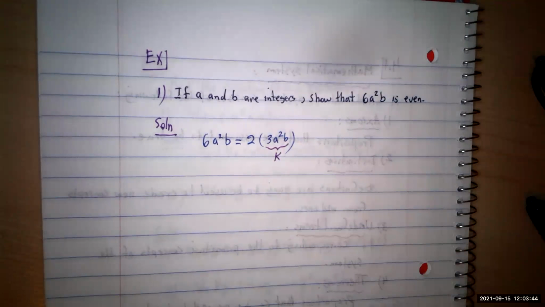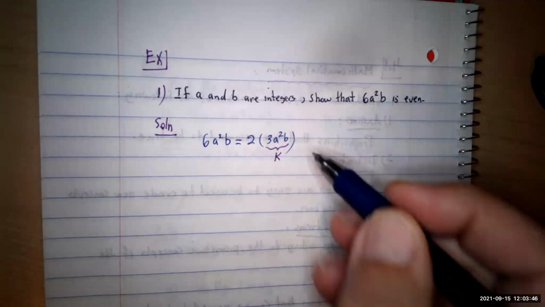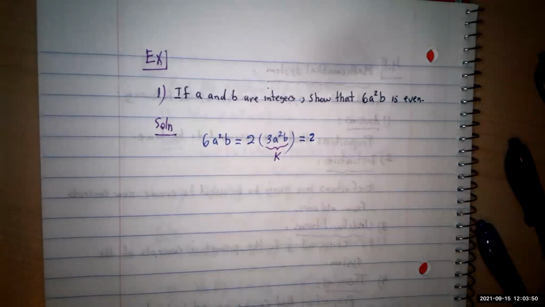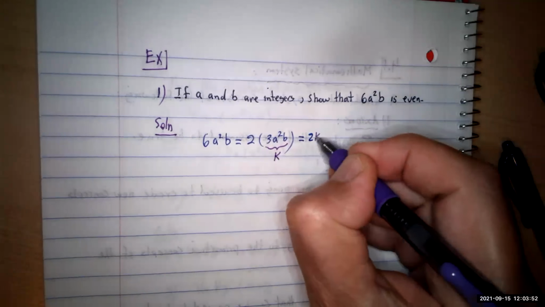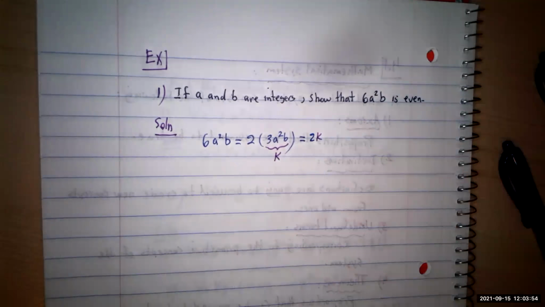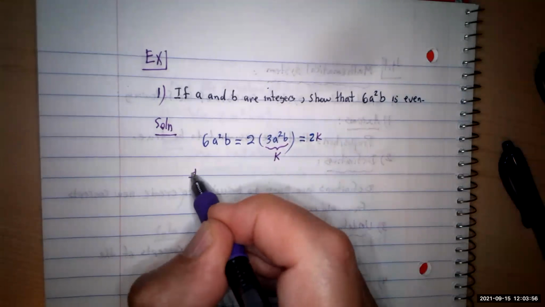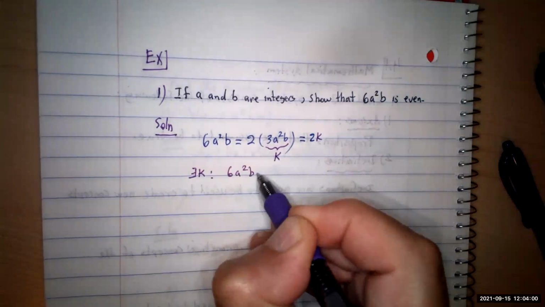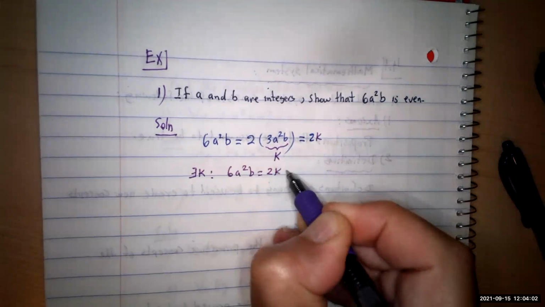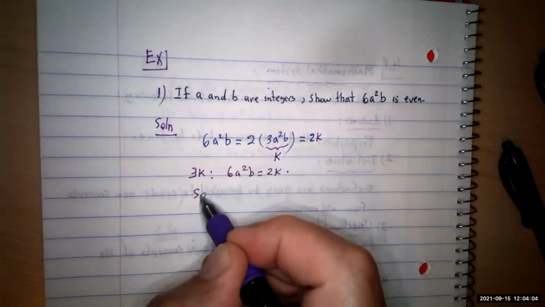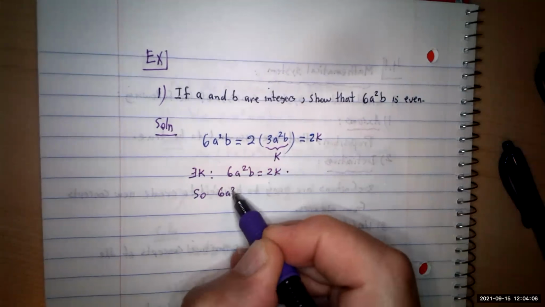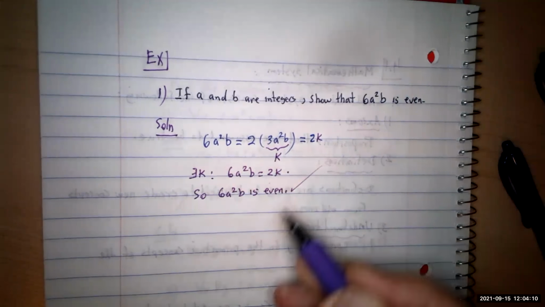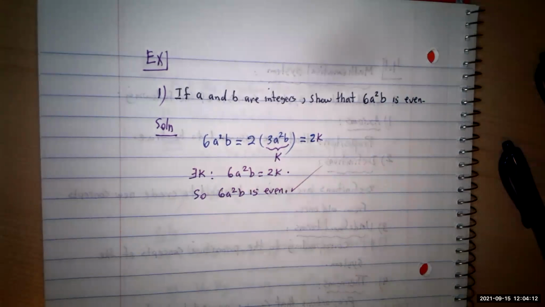So if you call it k, what do you have? It's going to be of the form 2k. That's it. So what you did is prove that I can find a k such that 6a squared b is equal to 2k. According to our definition, 6a squared b is even, and you're done. Any question?